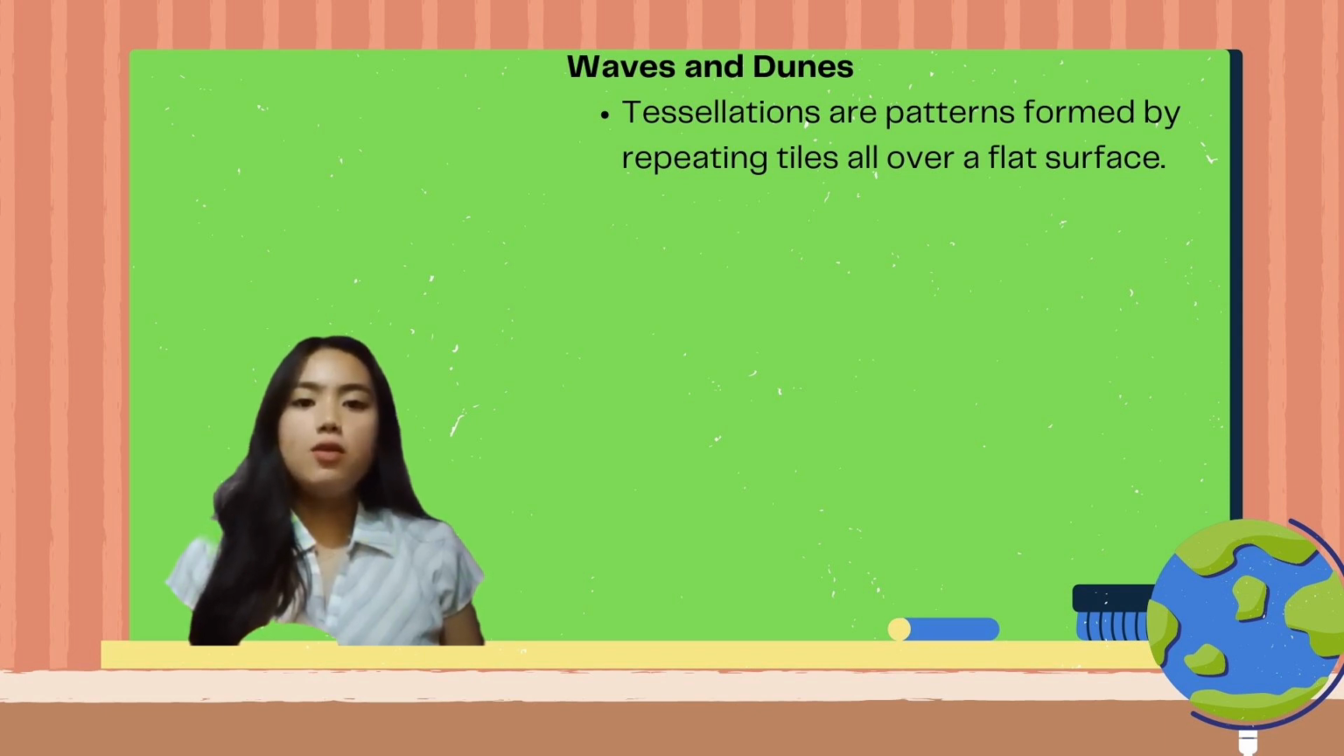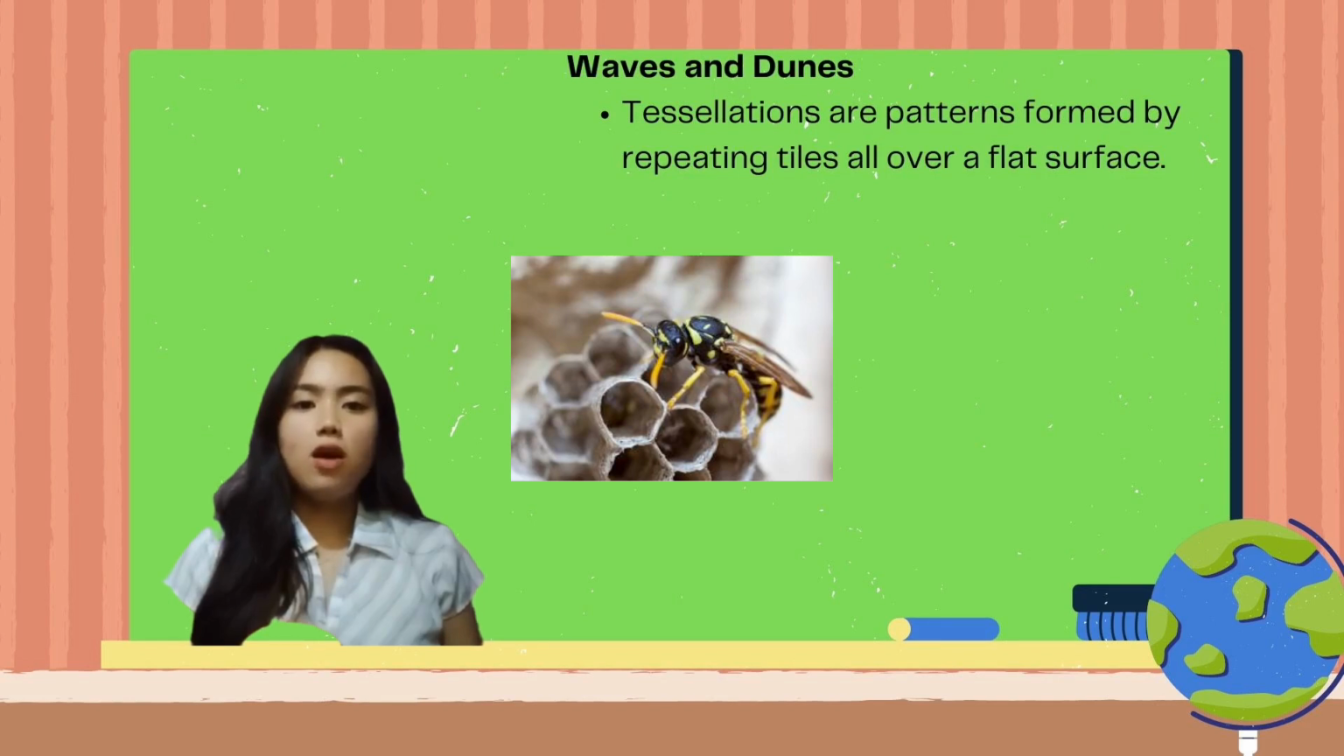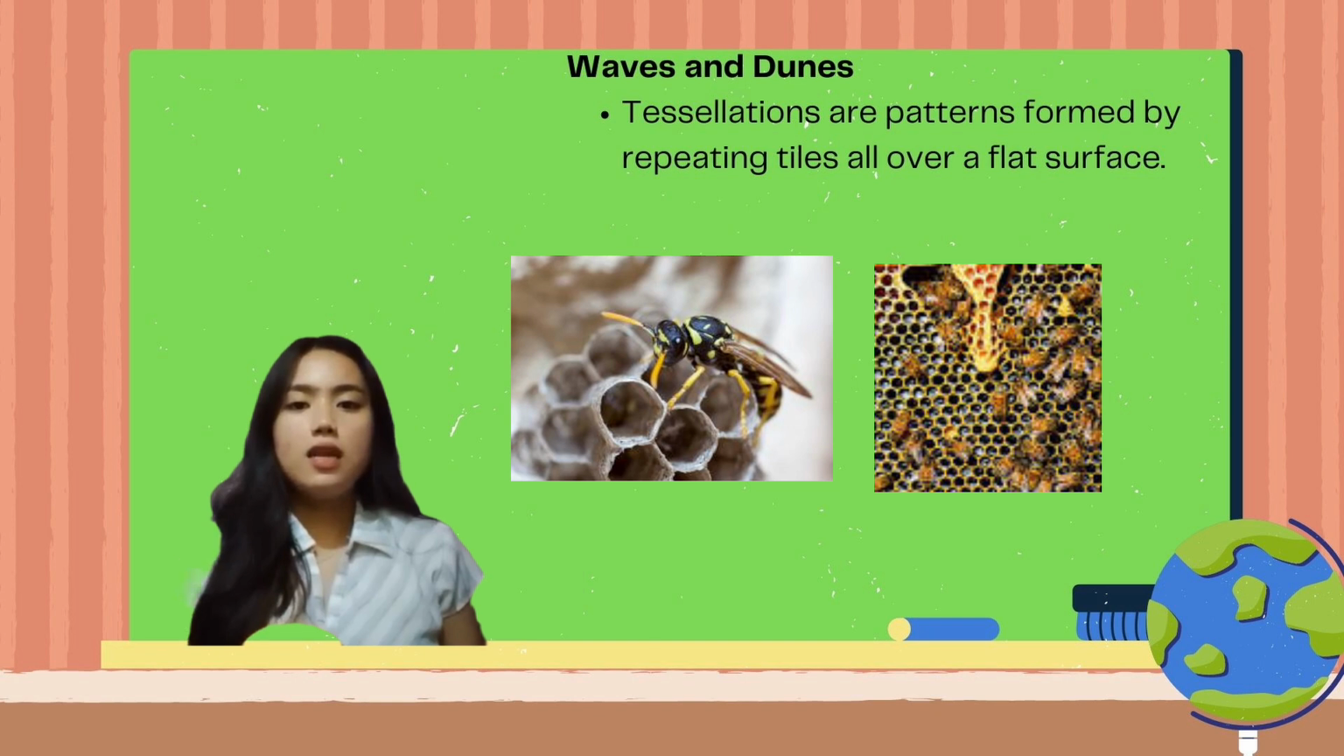There are 17 wallpaper groups of tilings, which are common in art and design. Exactly repeating tilings are less easy to find in living things. The cells in the paper nests of social wasps and the wax cells in honeycombs built by honeybees are well-known examples.